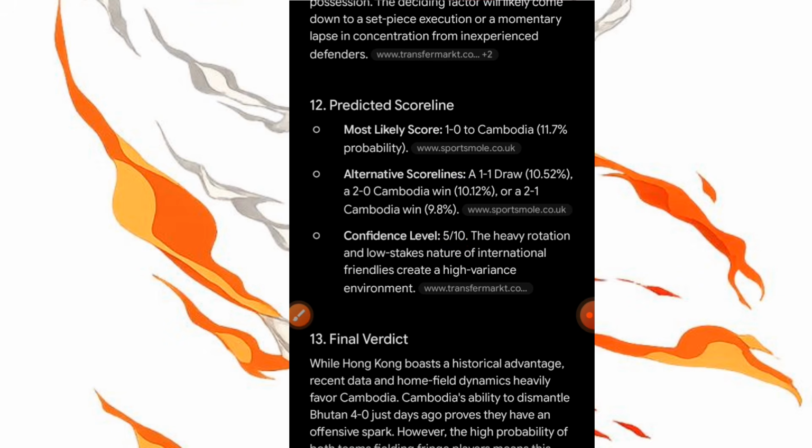And the reason is that the heavy rotation and low stakes nature of international friendlies creates a high variance environment. Yes, it applies to most international friendly games because they can bring different players in, new talent, players that have never experienced international tournaments before, and these factors can affect the outcome of so many matches, even ignoring most of the data that backed the expected outcome. All right, so these are the four types of match fixtures that you can look into whenever you want to predict your 2026 World Cup fixtures or matches.